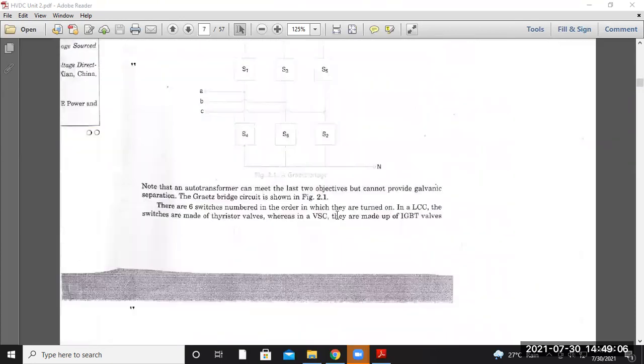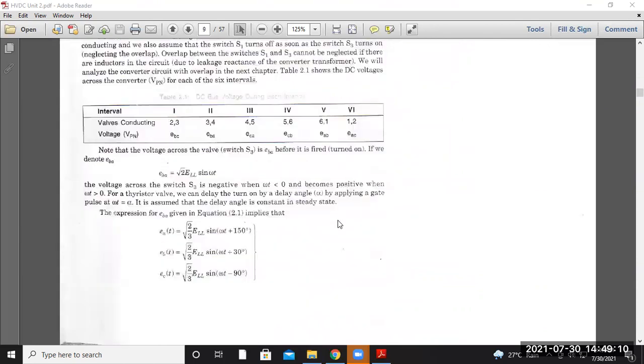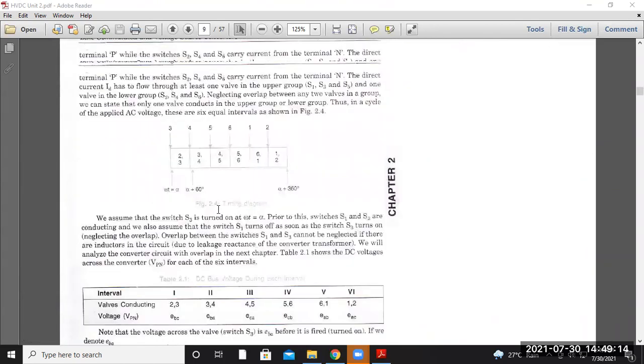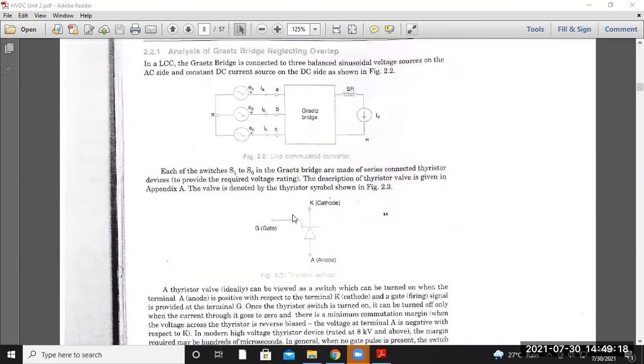Then again in today's class we will study something called the EMF induced. This is the EMF induced in the condition of the line commutated converter. For that we have three EMFs, given as EA, EB, and EC. The current flowing through EMF EA is given as IA. The current through EB is given as IB, and the current through EC is given as IC.